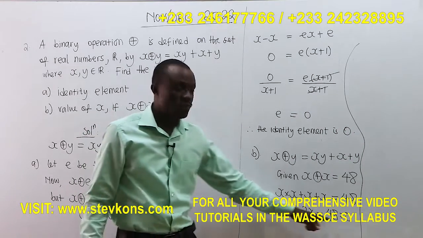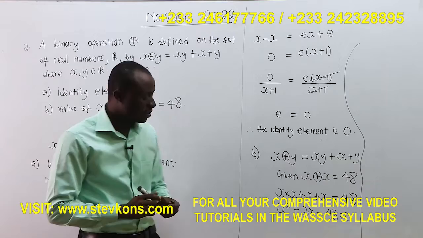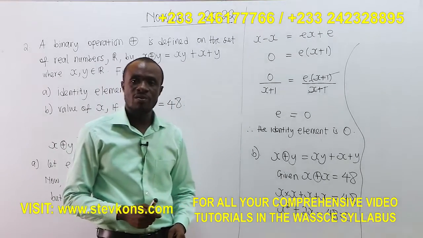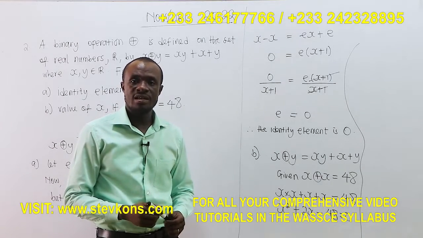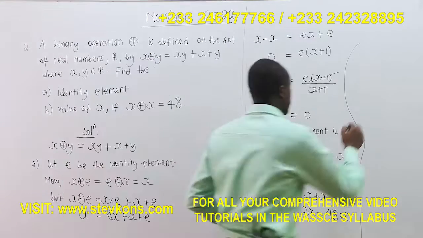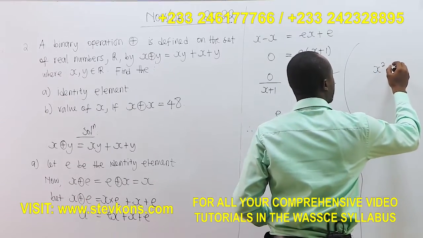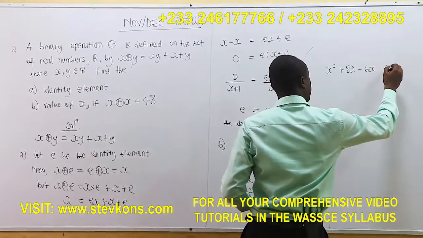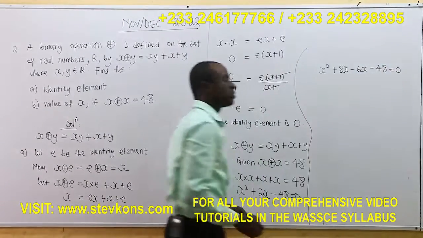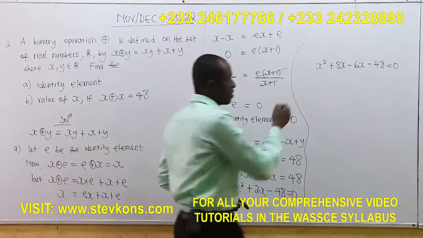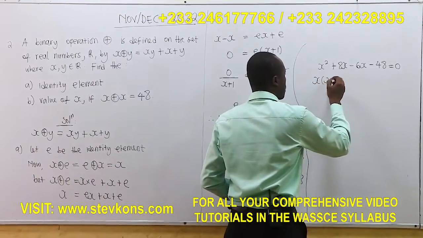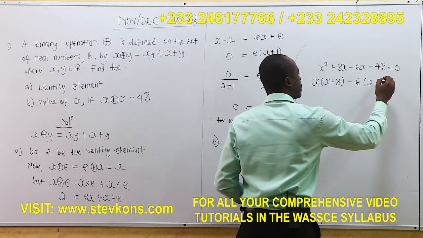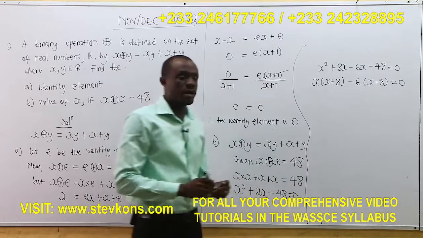But we need to factorize it. This is a quadratic equation, so we need to factorize this. Two numbers that multiply to give negative 48, and when you add, we get 2. That is positive 8 and negative 6. We have x squared plus 8x minus 6x minus 48, and this is equal to 0. What is the common factor? The first two terms have x as a common factor. We have x times x plus 8. Second factor, negative 6 times x plus 8, and this is equal to 0.